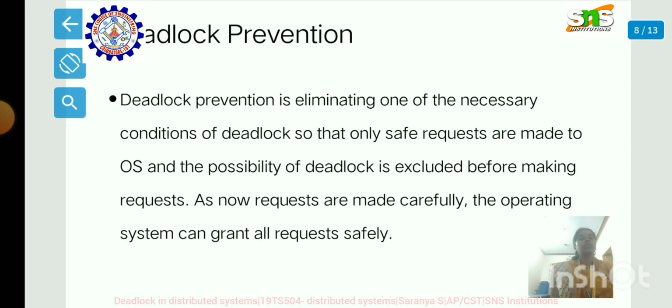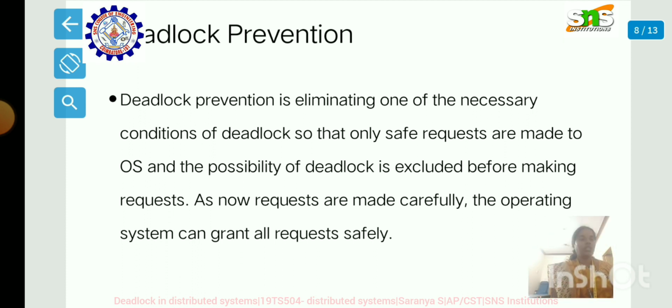Now, deadlock prevention. Deadlock prevention is eliminating one of the necessary conditions of deadlock such that only safe requests are made to the OS and the possibility of deadlock is excluded before making a request. As requests are now made carefully, the operating system can grant all requests safely.